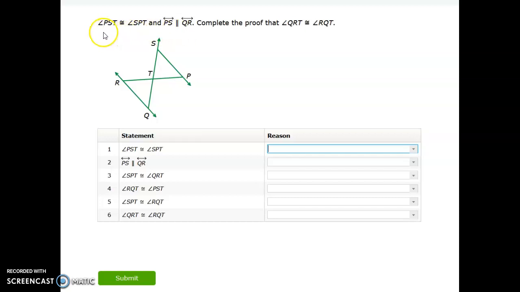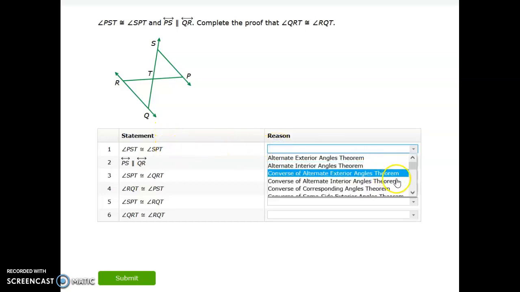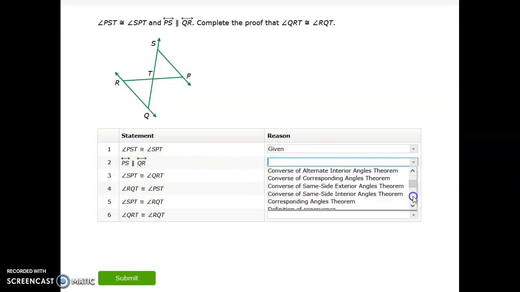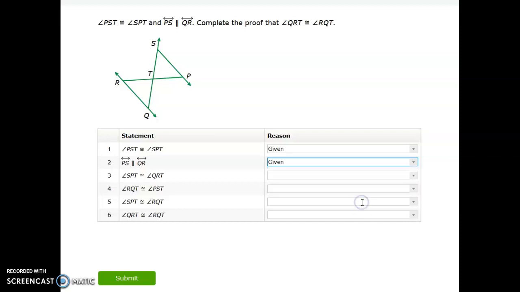Okay, so PST is congruent to SPT. There it is. I'm going to select given as the reason. And PS is parallel to QR. Again, that was given. So we're going to say given for that one. All right, let's move on down and see what our next statement is.